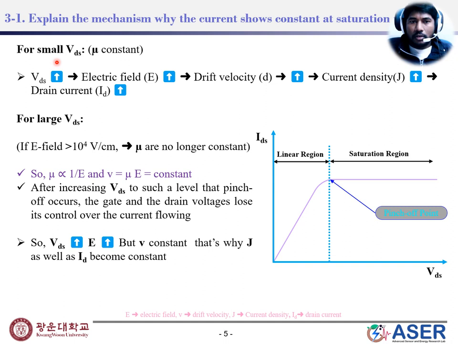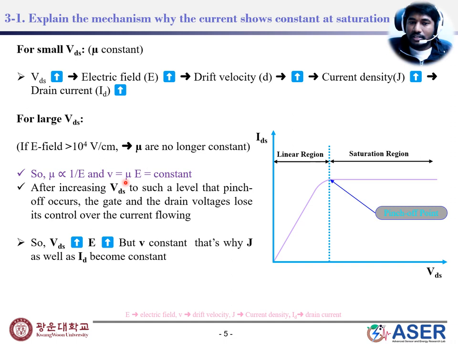Now problem 3.1, explain the mechanism why the current is constant in the saturation region. For a small VDS, mobility mu is constant. If VDS increases, the electric field also increases, as well as drift velocity, and current density also increases. That's why the drain current increases. But when we apply a large VDS, if the electric field is larger than 10 to the power 4 volt per centimeter, mu is no longer constant.